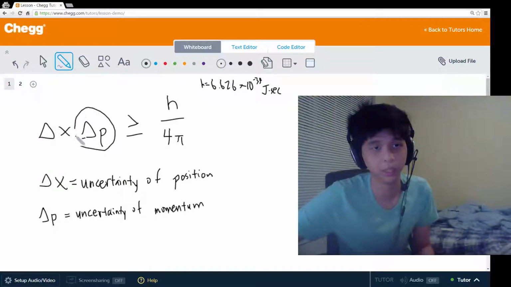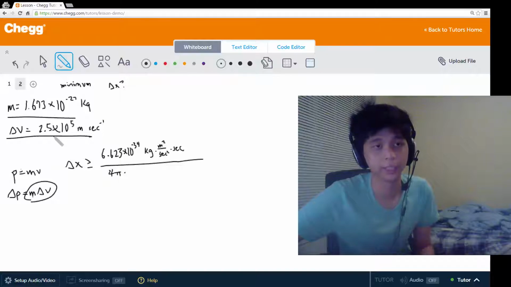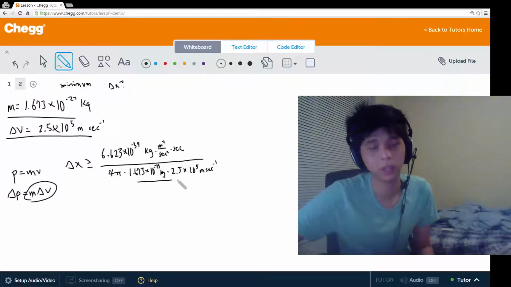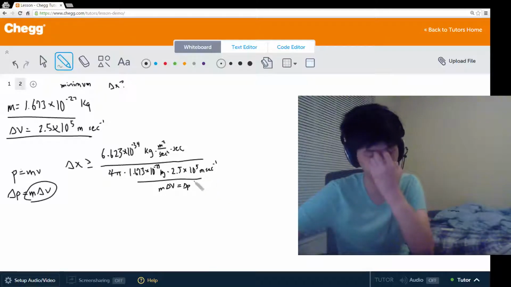And joining it will be our delta p from the other side of the equation, except this delta p will be rewritten as m times delta v. So our m is 1.673 times 10 to the negative 27 kg, which is the mass of the proton. And then our delta v is going to be 2.5 times 10 to the 5th meters per second. So once again, this is our m times delta v, which is equal to our delta p in the equation.